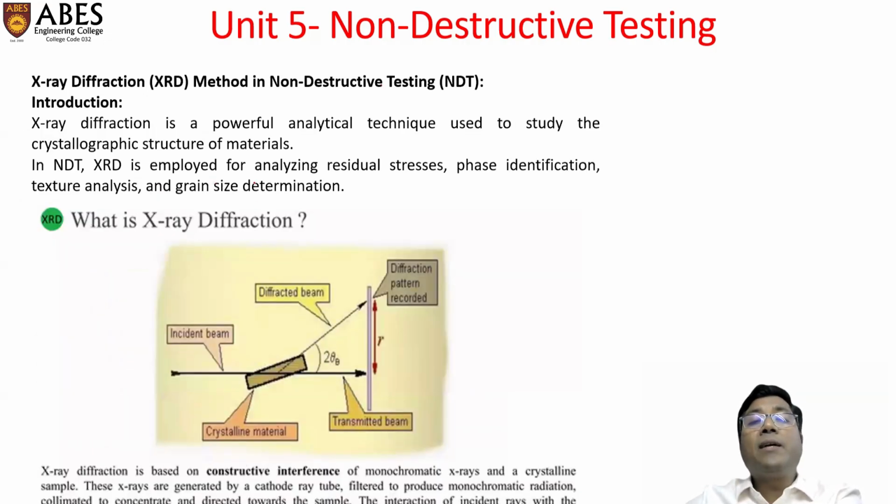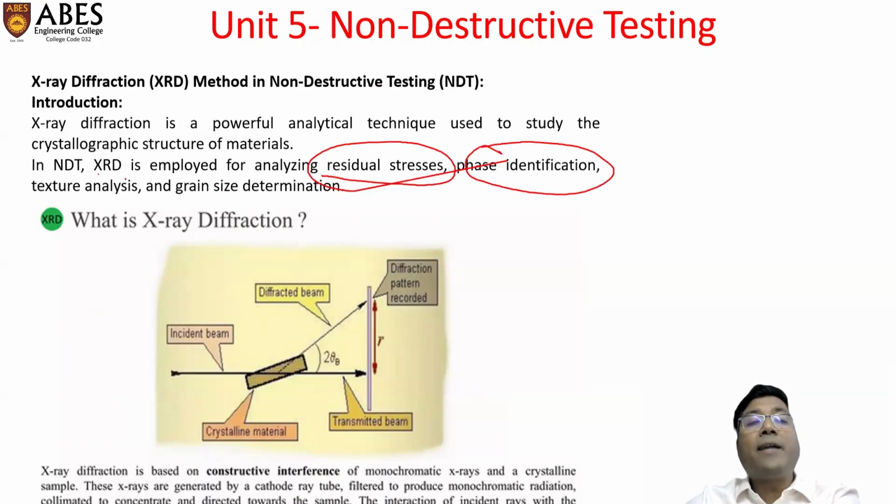The X-ray diffraction method in non-destructive testing: we can say that X-ray diffraction is a powerful analytical technique used to study the crystallographic structure of material. In NDT, XRD or X-ray diffraction is employed for analyzing residual stresses, phase identification, and texture analysis of the material, and also grain size determination. Now, how exactly does it work, or what is the principle of X-ray diffraction?